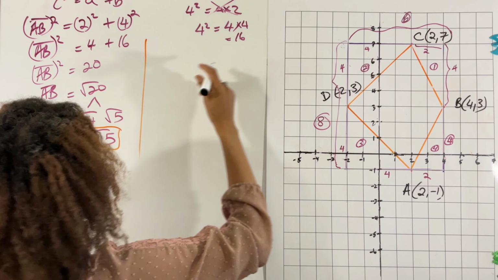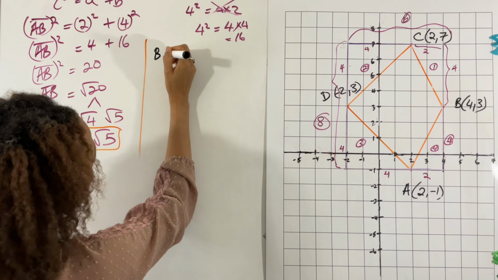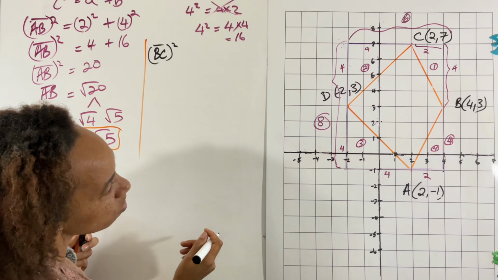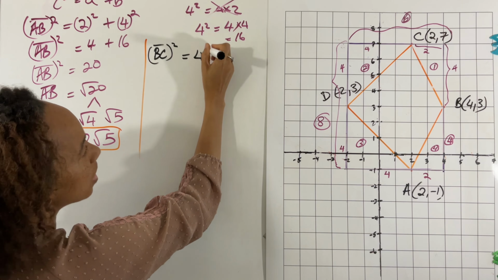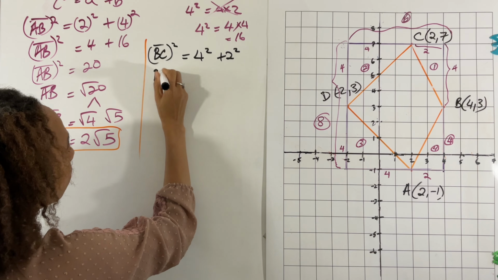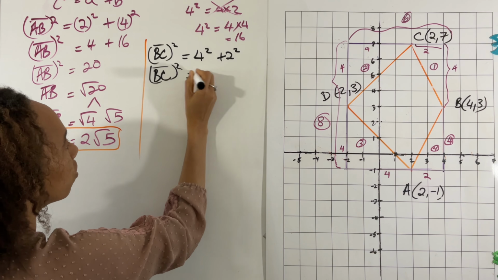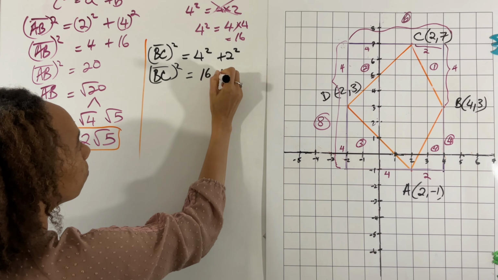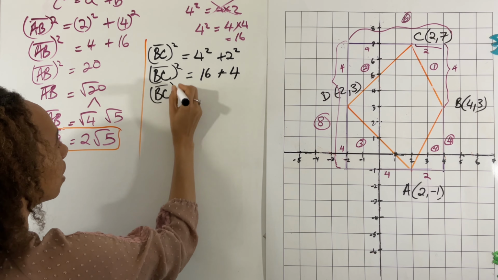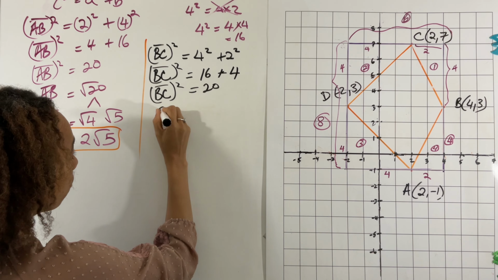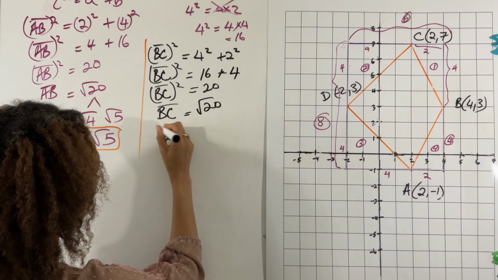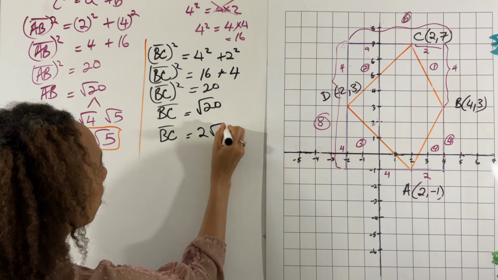So BC is going to be using this measurement here, and we're going to use 4 to the second power plus 2 to the second power. And this is going to give us BC squared is going to give you 16 plus 4. So segment BC to the second power is going to give you 20. So therefore, segment BC is going to give you radical 20, and you break it down, which is going to simply be 2 radical 5.